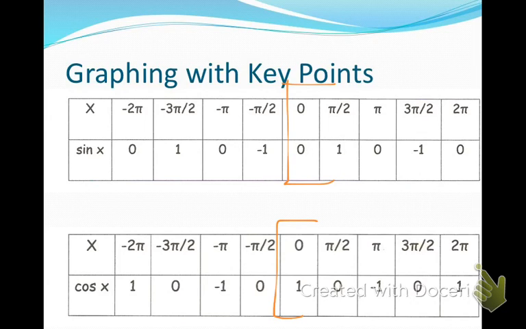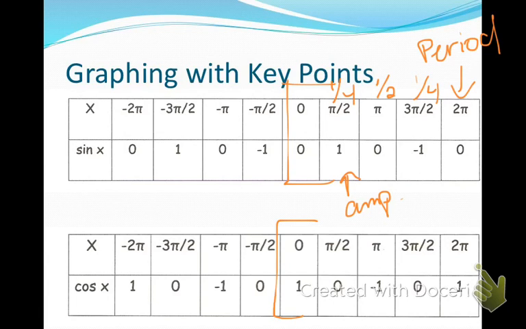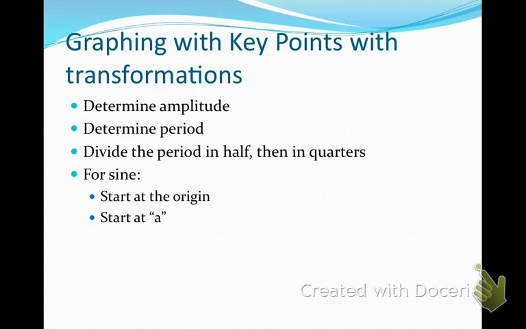And we're going to use these values here. I'm going to start off by marking the 2 pi point, or where the period is. And this is going to be the amplitude. Then I mark a halfway point, and then I mark a quarter point and a quarter point. And then I have the skeleton for my graph, and then I can just trace it in. So find the amplitude, find the period, divide the period in half, then in quarters. For the sine, we're going to start at the origin. And for cosine, that should say for cosine, we're going to start at A.